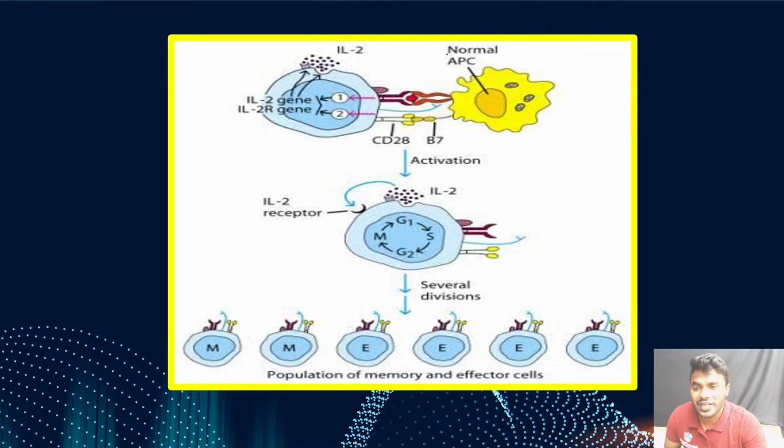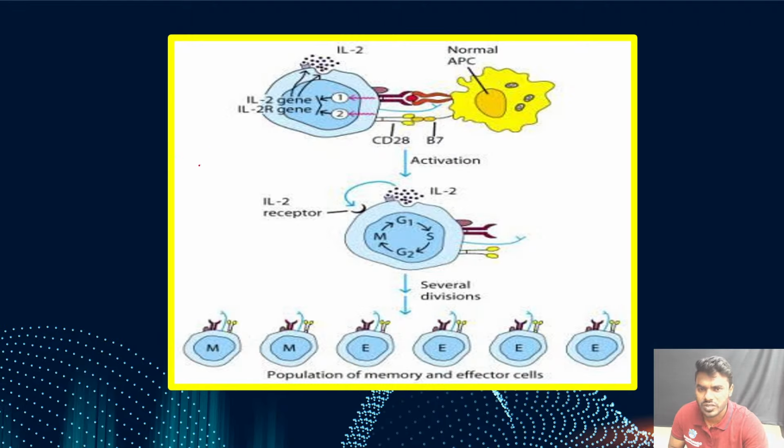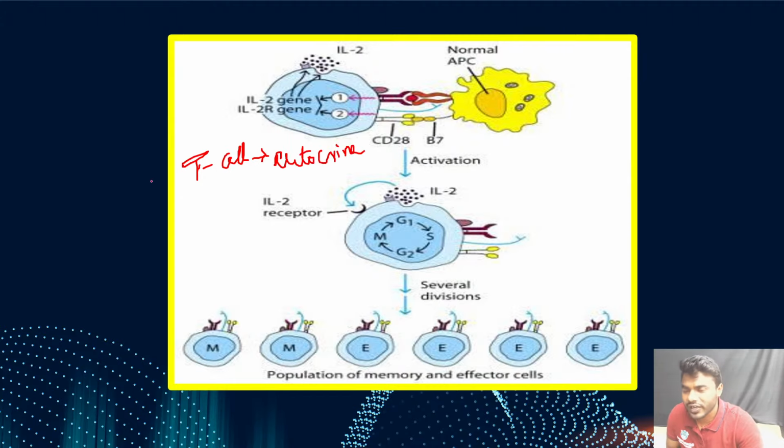Okay. Now friends, these two slides are extremely important slides. Just listen. One point is very clear. T helper cell, not the T helper cell, you can directly use the word T cell. T cell can show autocrine signaling. T cell can show the autocrine signaling.